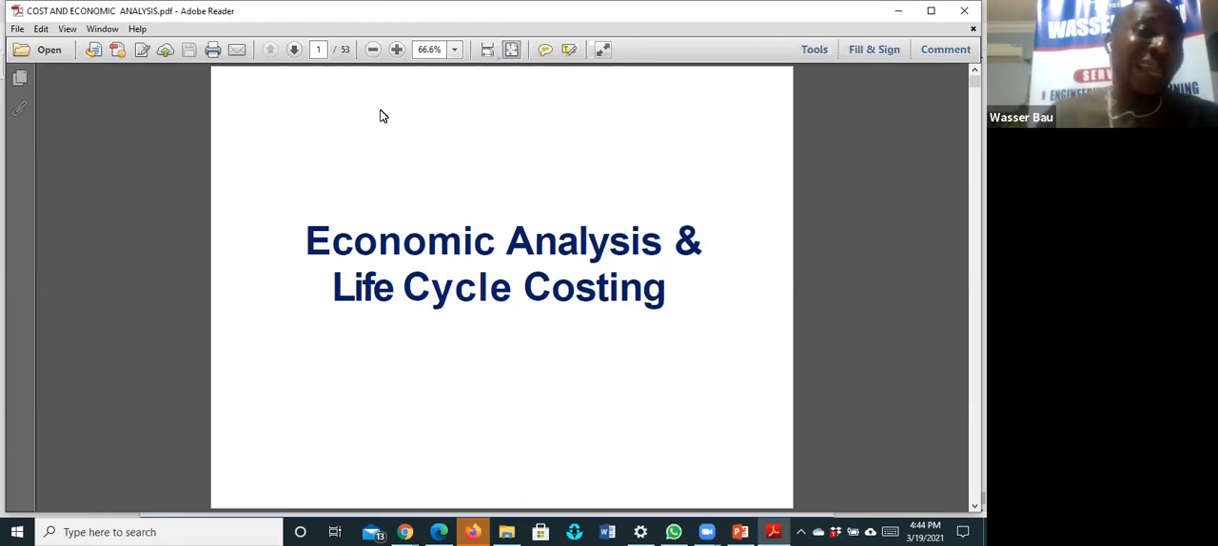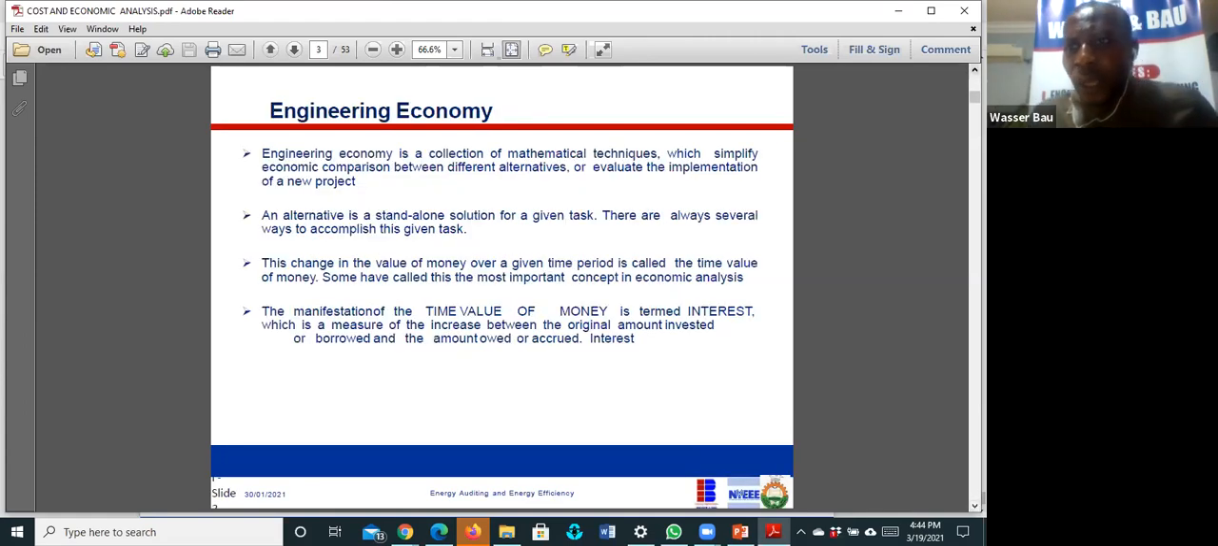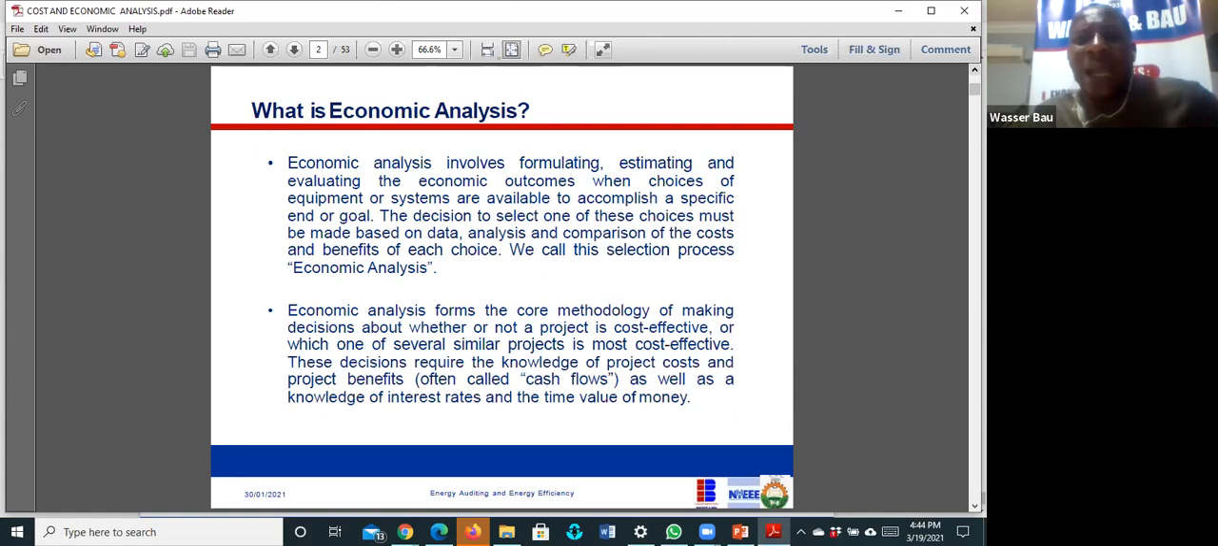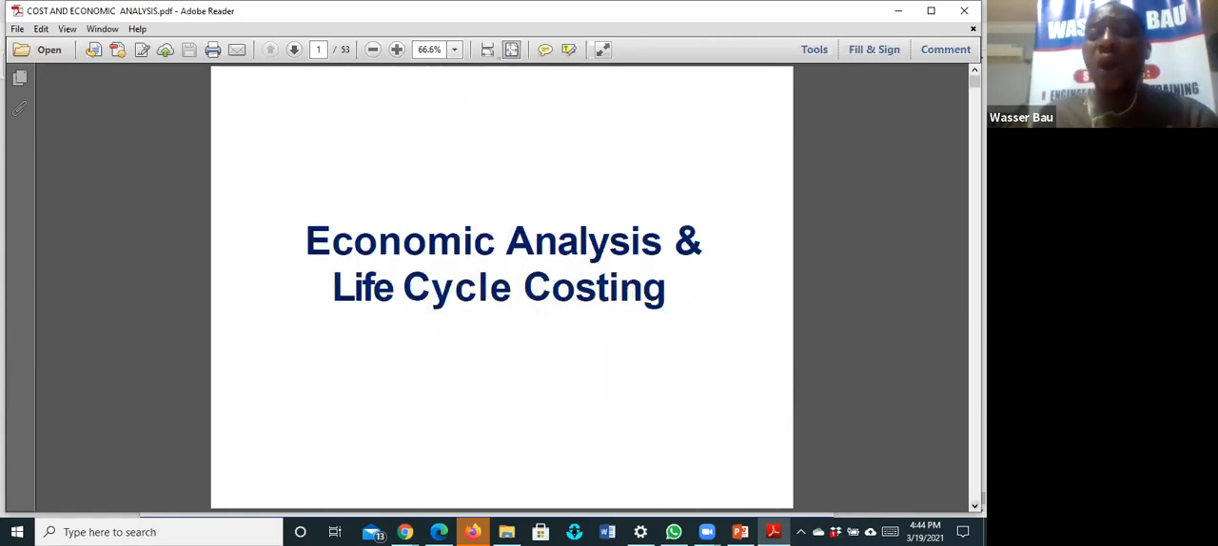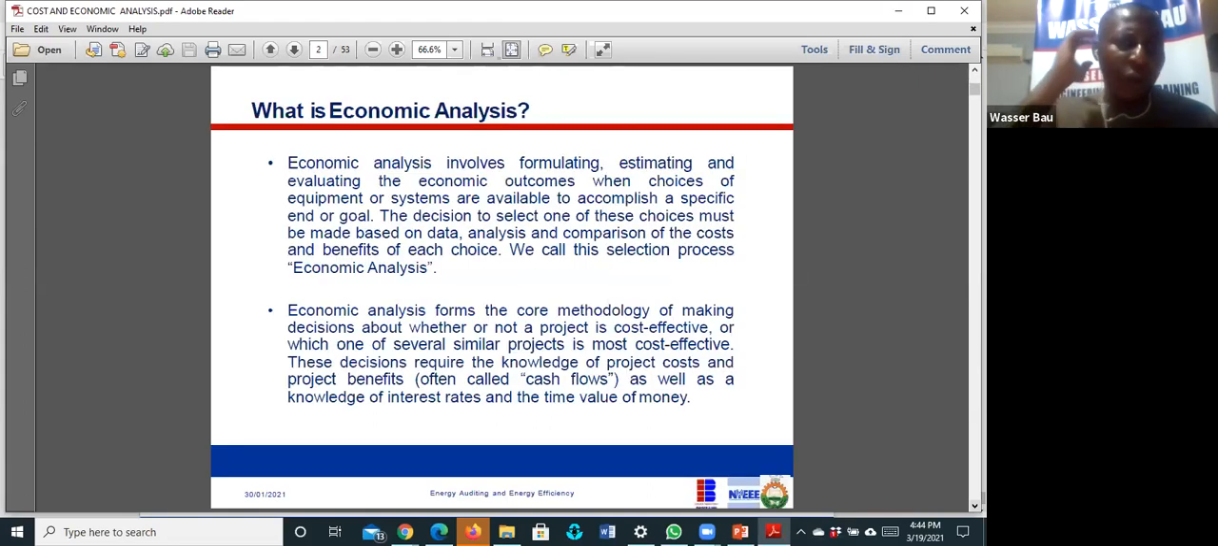But when you do the life cycle costing of that car you want to buy, you'll find out that if the car will cost 3 million, by the time you do the life cycle costing and break it into monthly payments or annual payments, you find out that it might not be worth it. So that's the importance of life cycle costing. It's the in thing now in assessing projects, because you are taking into account the overall expenditure or cash flow analysis of that project.